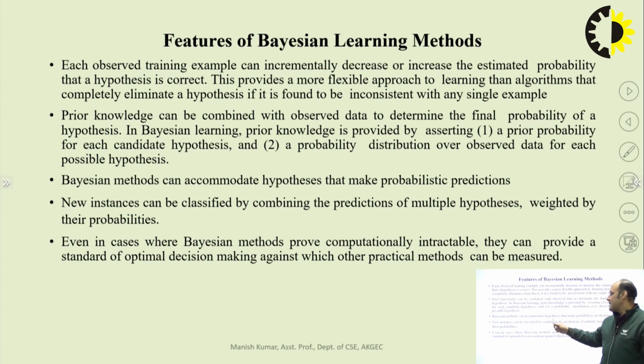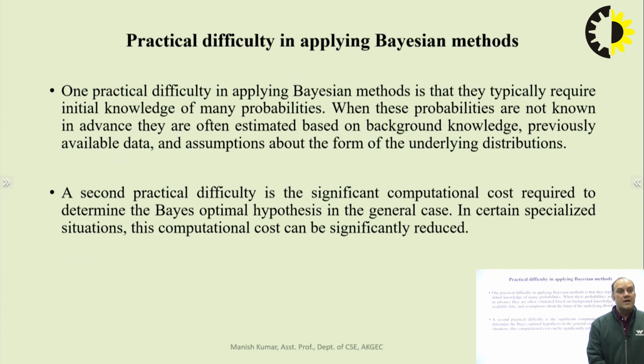Bayesian methods can accommodate hypotheses that make probabilistic predictions. New instances can be classified by combining the predictions of multiple hypotheses, weighted by their probabilities. Even in cases where Bayesian methods prove computationally intractable, they can provide a standard of optimal decision making against which other practical methods can be measured. These are some features of why we use Bayesian learning methods.